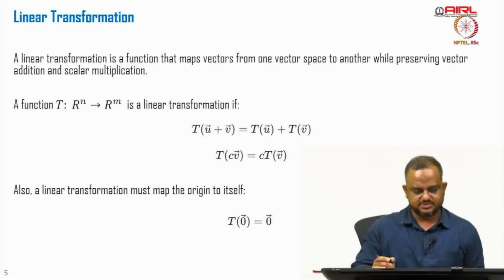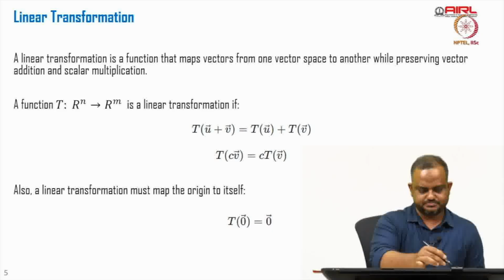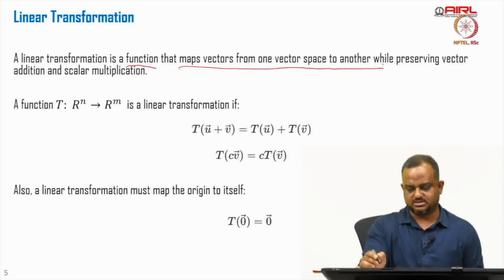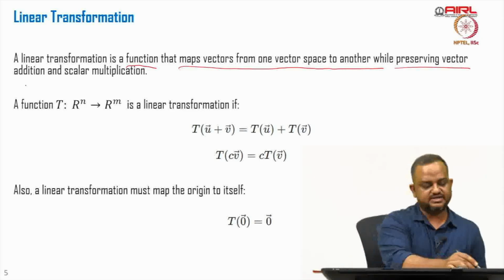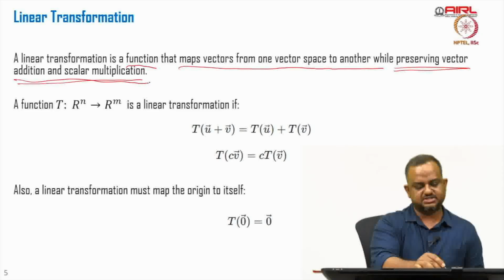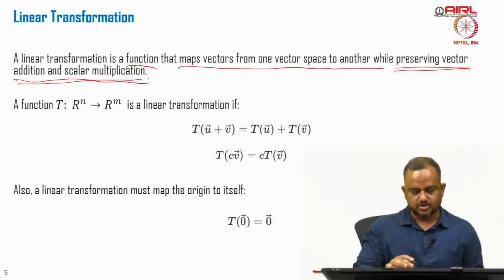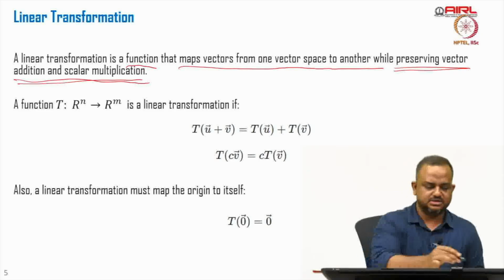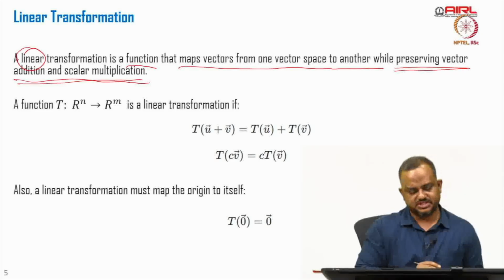Okay, now comes the most important topic of this particular tutorial, that is linear transformation. What is linear transformation? It is a function that maps vectors from one vector space to another while preserving the vector addition and scalar multiplication. So this is very important. If the property of vector addition and scalar multiplication are not obeyed by the particular transformation, then it cannot be a linear transformation.